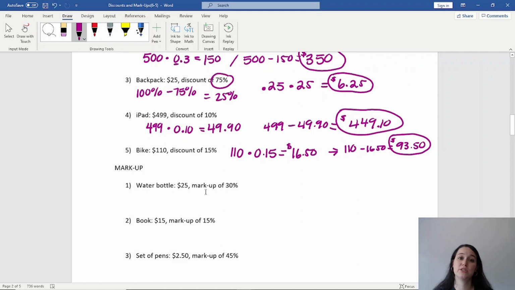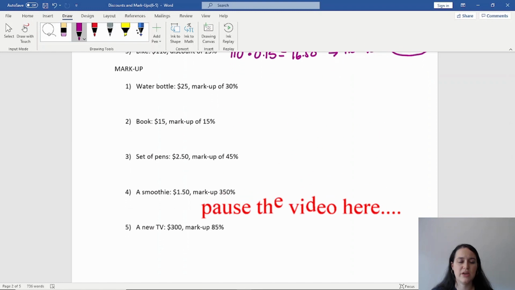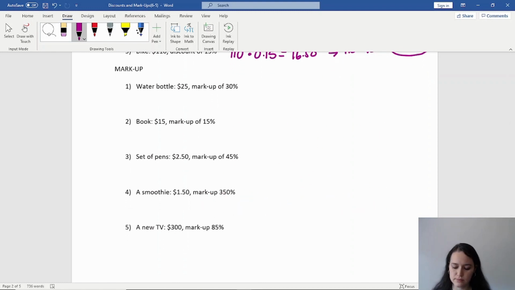All right, markup. Same thing. There's two ways to do markup, so I will show you both. Go ahead and pause the video and do your markup questions here. Now again, this is where you're gonna add the amount back to it. And then I'll show you the other way too.